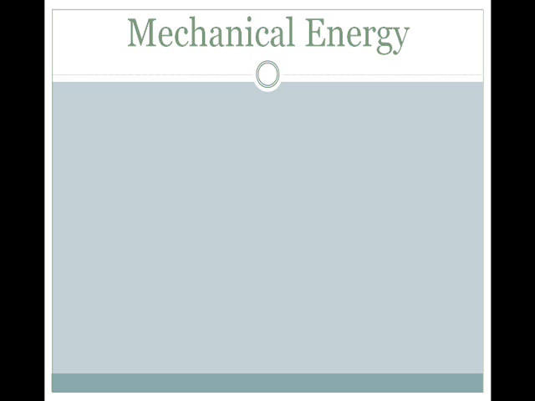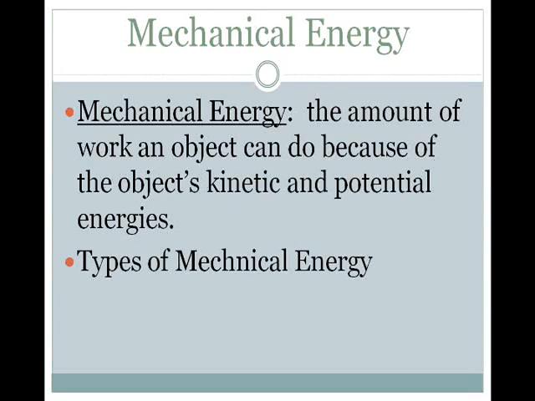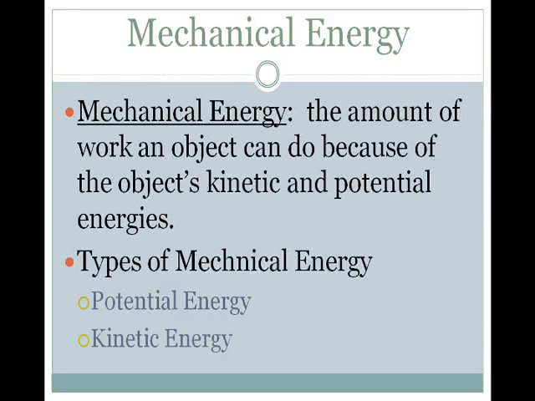Now, let's look at mechanical energy. This is a type of energy we're going to discuss. We're also going to discuss non-mechanical energy. So let's look at mechanical first. Mechanical energy is the amount of work an object can do because of the object's kinetic and potential energies. Now, there are two types of mechanical energy that were mentioned in the definition. We have potential energy and we have kinetic energy. So let's talk about those in a little more detail.